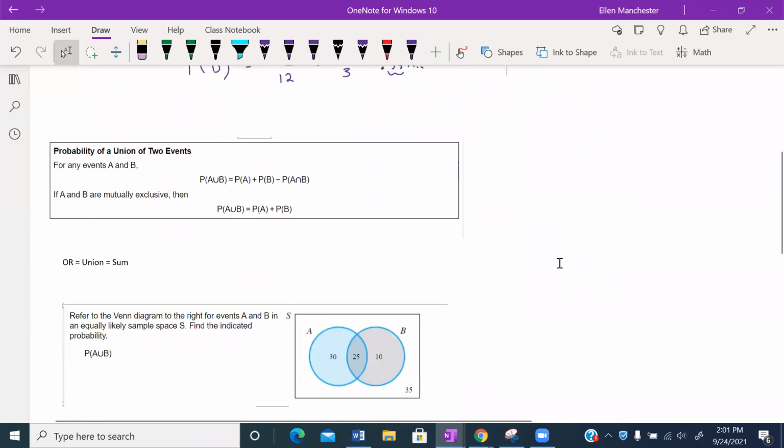When you have what's called a compound event, I should have written that up here. I'm going to type that in. Probability of a compound event. Compound event just means that more than one thing can happen, okay? So remember in chapter 7, we talked about union and intersection. So this is the probability of a union of two events.